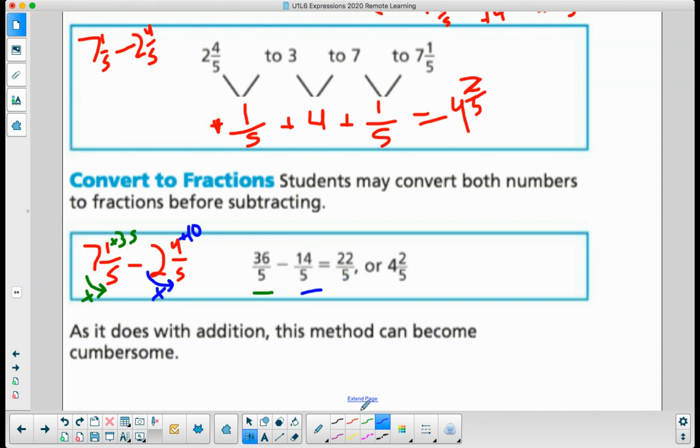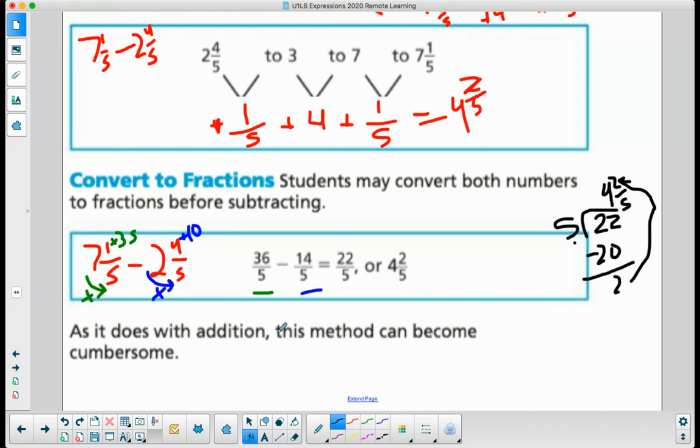The sides are fifths. So 22 fifths, I can now change into a mixed number by saying every 5 of these 22 is 1 whole. So how many 5s are in 22? 4. 4 groups of 5 are 20. And I still have 2 left. Those 2 are what's left of my numerator, 22. And the size of those pieces are what my divisor was, fifths. So that's how they got 4 and 2 fifths.